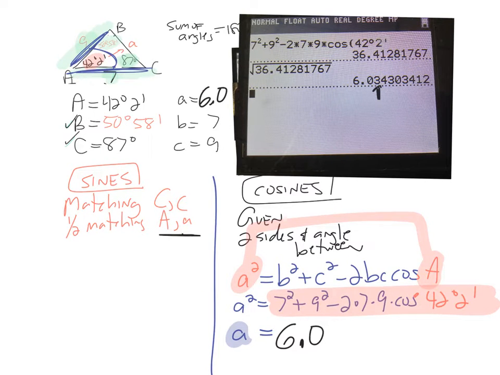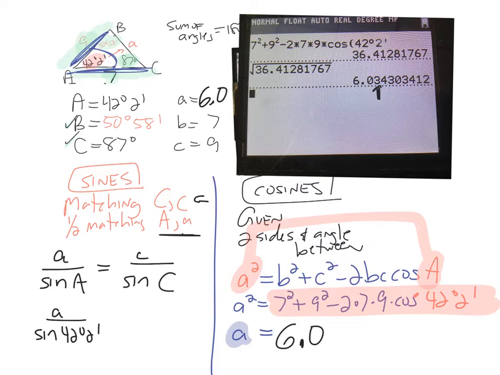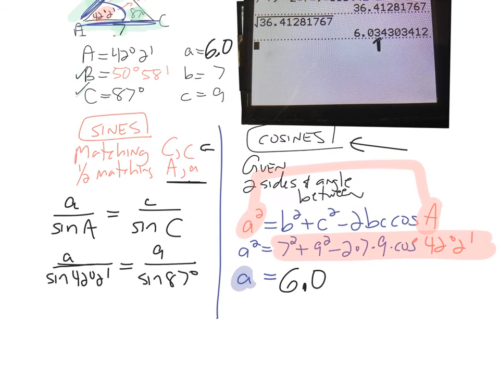I'm going to go about finding side A by the law of sines as well, and I want you to have this on this assignment. Here I'm finding side A, so I'm going to have little a over the sine of angle A. That equals now my matching set. That was little c over the sine of big C. So you plug in side A over the sine of 42 degrees and 2 minutes. That equals side C, which is 9, over the sine of angle C, which is the sine of 87.